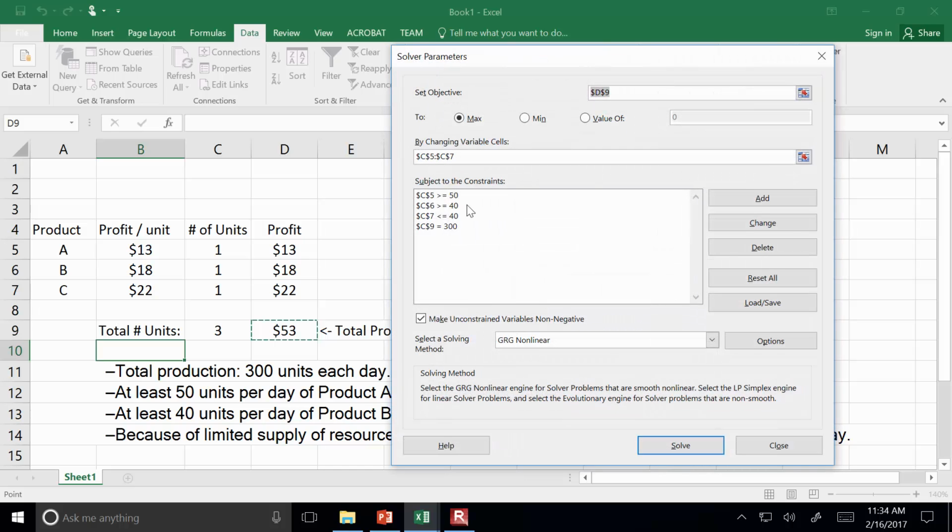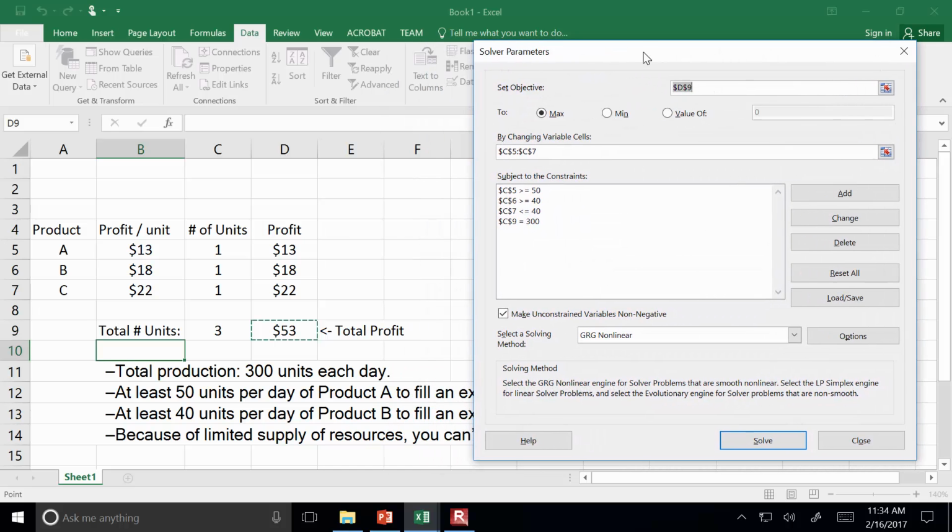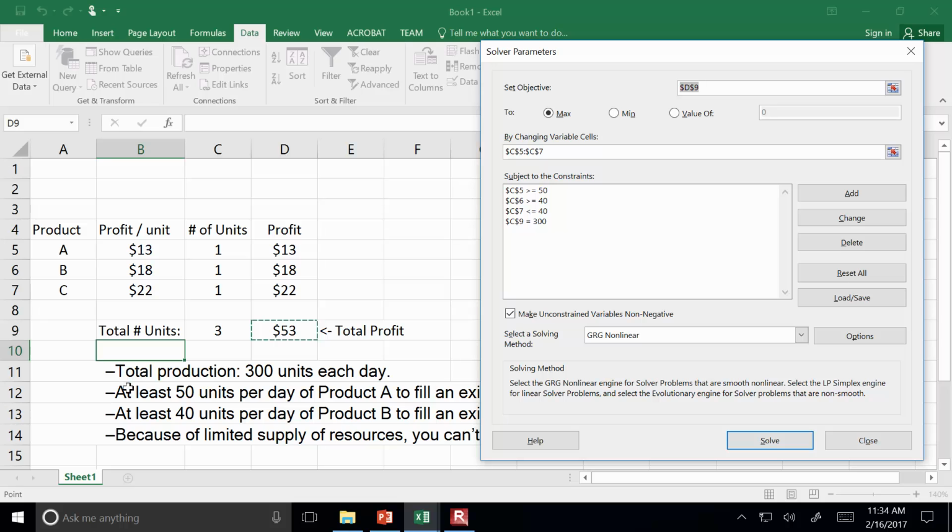Okay, so now here are all my constraints. There were four conditions that need to be met, and I've translated all four of those conditions into statements in the constraints. Everybody got your four constraints written in? That is C, we can't make any more than 40 units of C. All right, so now I'm going to click solve and see what it can do.